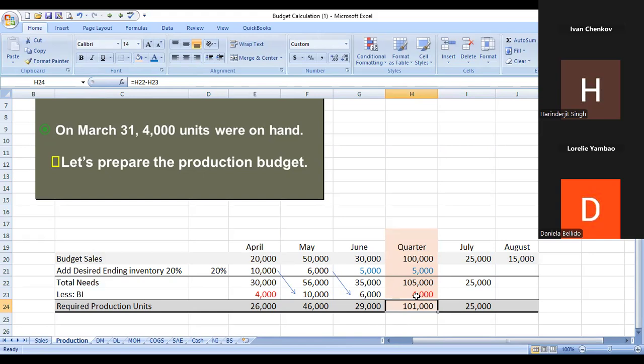Now we can start telling our production manager, hey, these are the units that we need you to produce during this quarter.